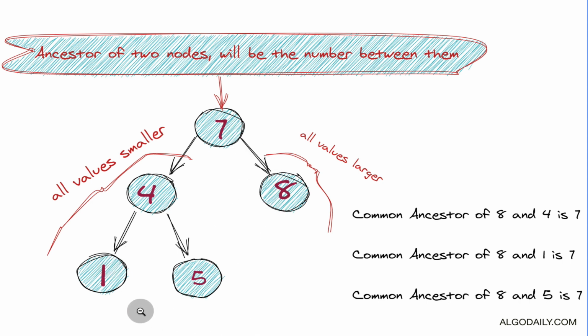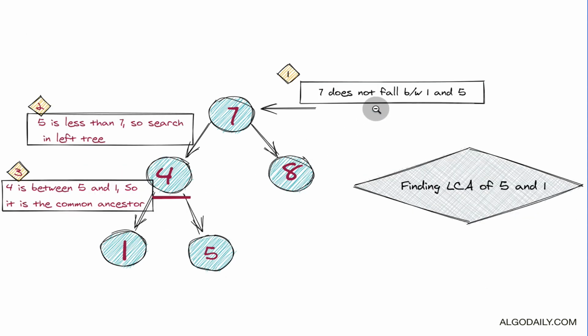And if we apply that logic to 1 and 5, starting at 7, we know that the greatest it could be is 5, so we have to go leftwards. And then we see that 4 is between 1 and 5, so this must be the lowest common ancestor. Here you see the steps outlined. 7 does not fall between 1 and 5, so we go left. 5 is less than 7, so we search in the left tree.